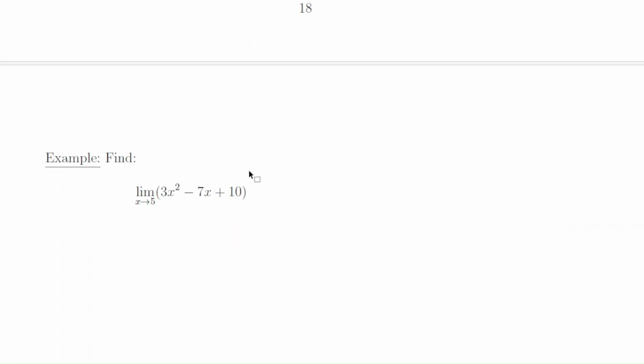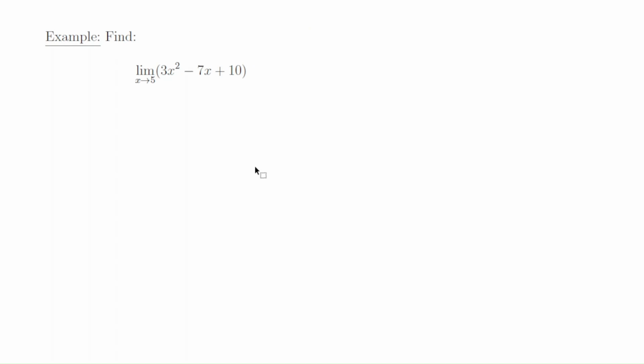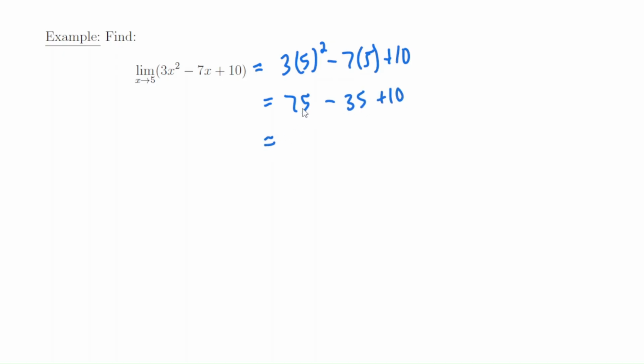So for this example here, we can just plug in the value. We'll just write this as 3 times 5 squared minus 7 times 5 plus 10. We can get the correct answer doing this. Now, 5 squared is 25 times 3, that'd be 75 minus 35 plus 10. So 75 minus 35 is 40, I believe, plus 10, that makes it 50. So it's much simpler to compute now that we know we can just plug it in.